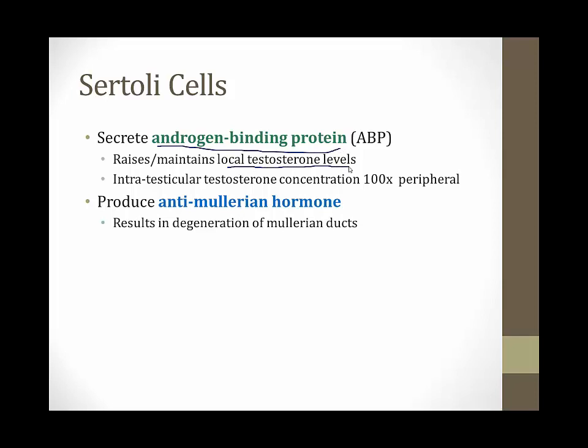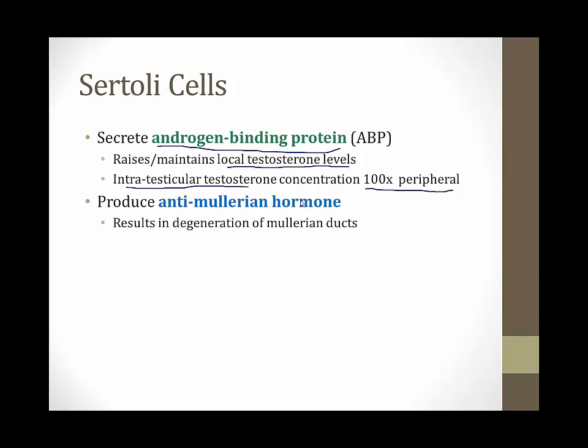Sertoli cells secrete a protein called androgen-binding protein that raises and maintains local testosterone levels in the testes. Because of androgen-binding protein, the intratesticular testosterone concentration can be 100 times higher than that of the periphery, and this is part of the reason why exogenous testosterone leads to a fall in the sperm count. Exogenous testosterone can never replace the testosterone that naturally occurs in the testes when the Leydig cells synthesize the hormone and it binds to androgen-binding protein.